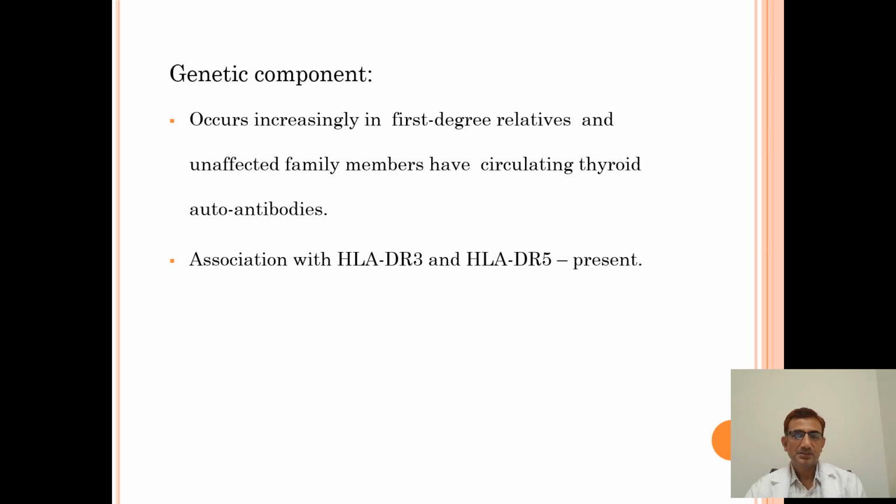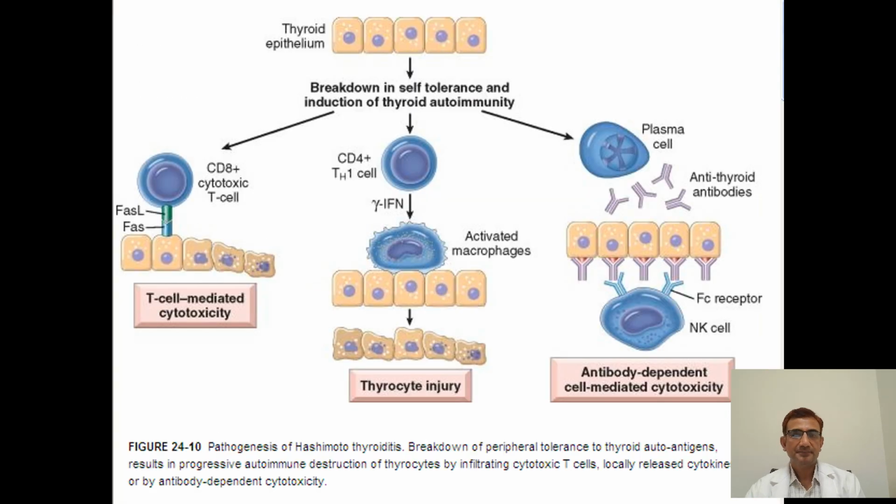The genetic component occurs increasingly in first degree relatives, and unaffected family members have circulating thyroid autoantibodies, and it is associated with HLA DR3 and DR5. This picture shows the pathogenesis of Hashimoto's thyroiditis. Right on the thyroid epithelium, there is breakdown of peripheral tolerance to thyroid autoantigens, resulting in progressive autoimmune destruction of thyrocytes.